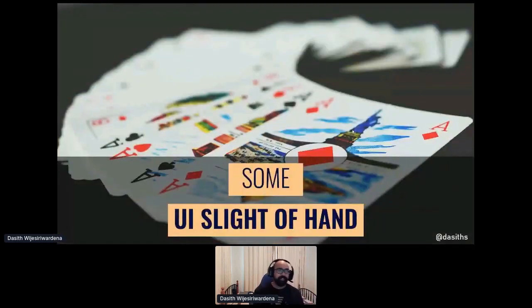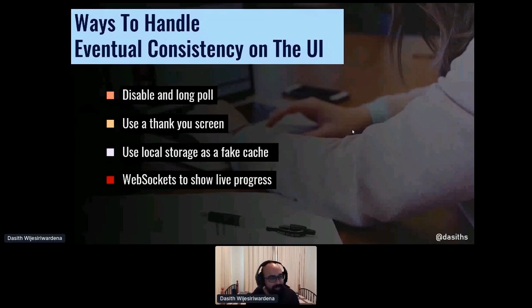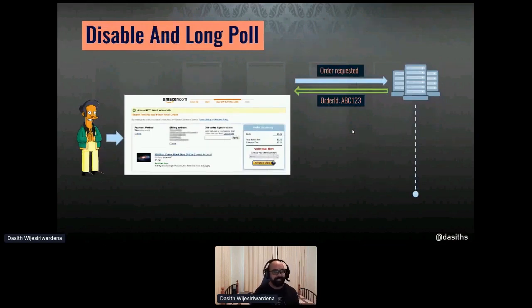So I'll also show you some ways to deal with this in the UI. These are not all the ways, but some of the ways you can mix and match some of these things in the UI. So I'll talk about disabling and long polling, using a thank you screen, and faking in certain situations when some things are critical or consequential. You can actually fake the data to show the user as if everything's okay until the backend has a heartbeat to catch up. And finally, WebSockets or HTTP2 to have asynchronous callbacks to tell the user the actual state everything is in. I'll show you a few examples here because it's easy to understand.